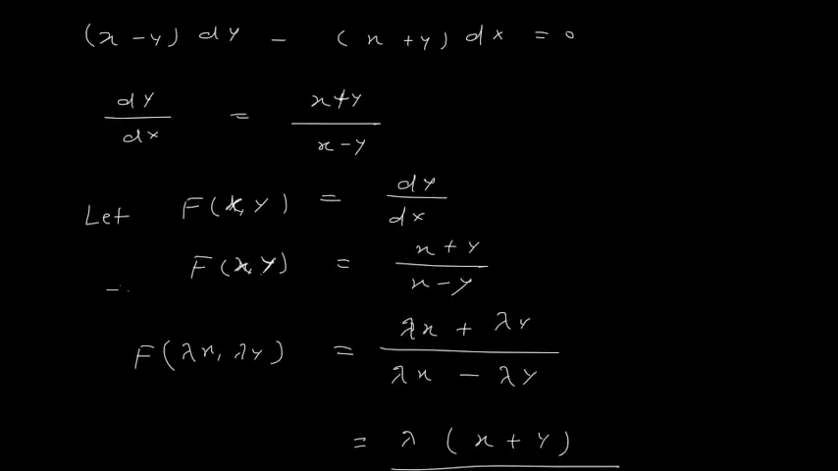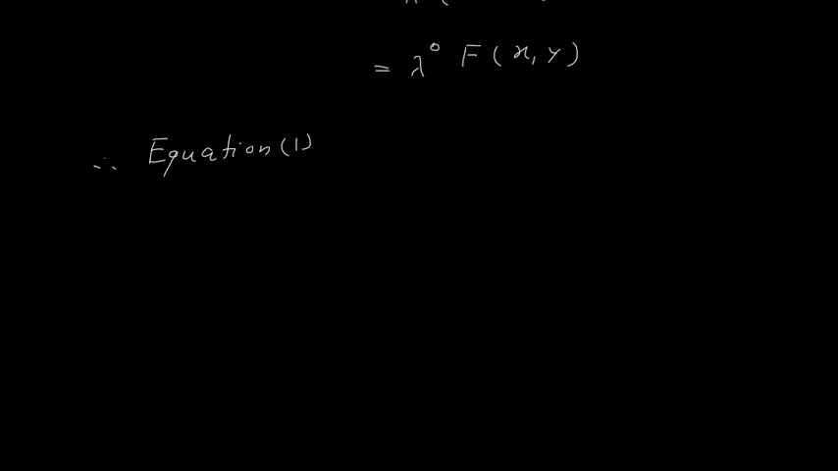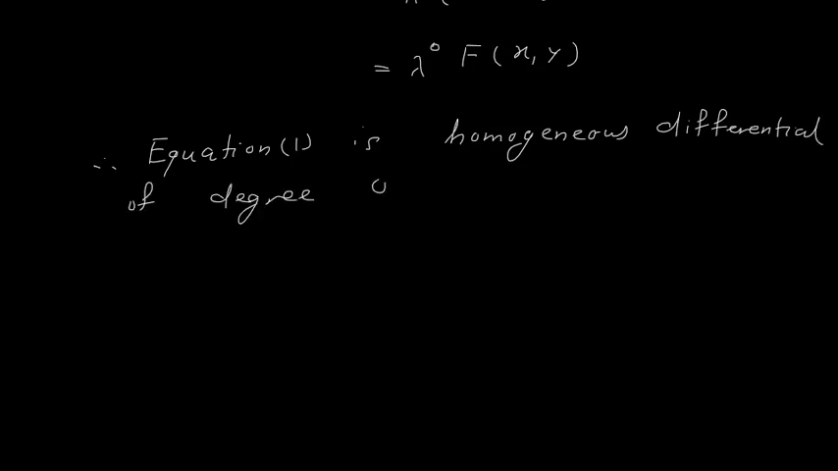Therefore we will say, let us consider this given equation as equation 1. Equation 1 is a homogeneous differential equation of degree 0. Okay, I will consider let y is equal to vx, therefore I get dy upon dx is equal to v plus x into dv upon dx.